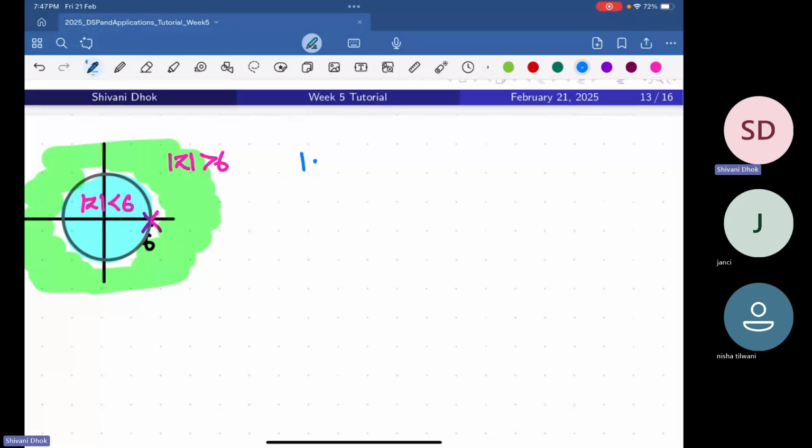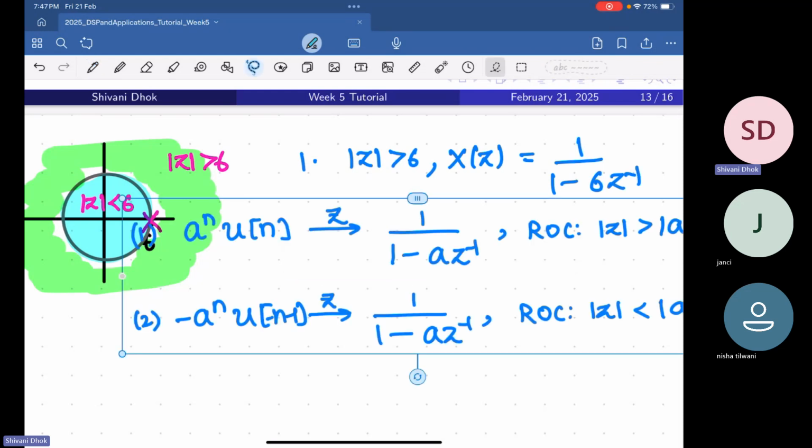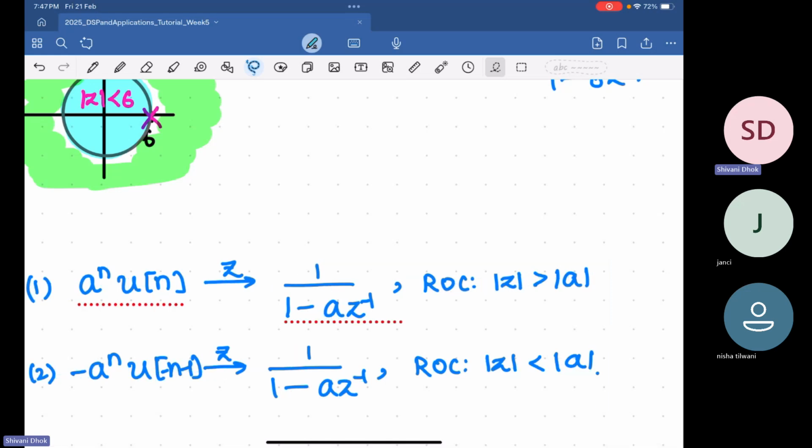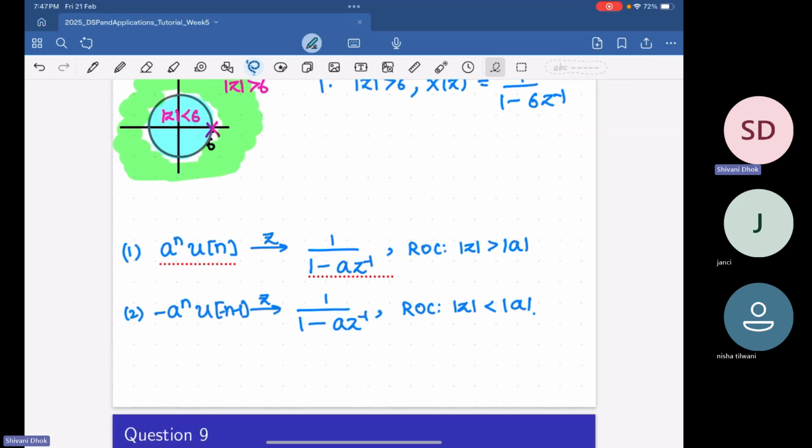So first thing is for magnitude of z greater than 6, X of z is 1 upon 1 minus 6z inverse. Again, let's go back to our standard forms. So these are our standard forms.